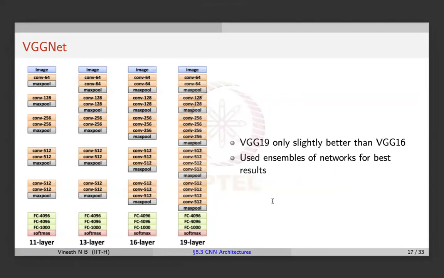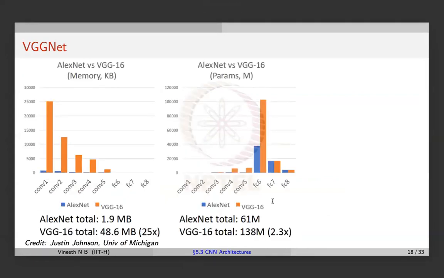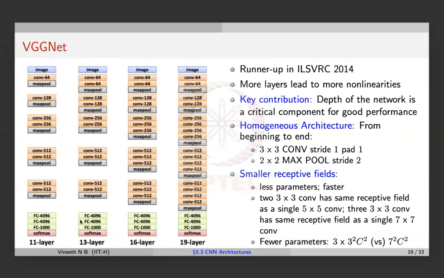VGG19 is only slightly better than VGG16. This is the comparison between VGGNet and AlexNet. You can look at this chart, AlexNet versus VGGNet, in terms of memory and parameters. You can see VGGNet was heavier in memory as well as parameters than AlexNet, but it was better than the earlier architecture.